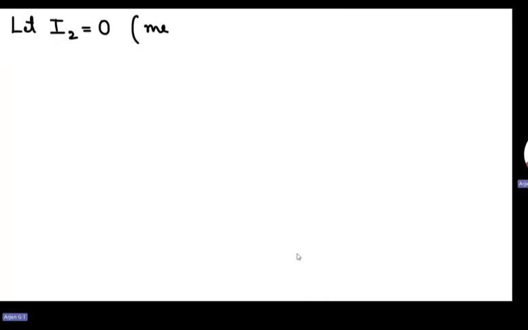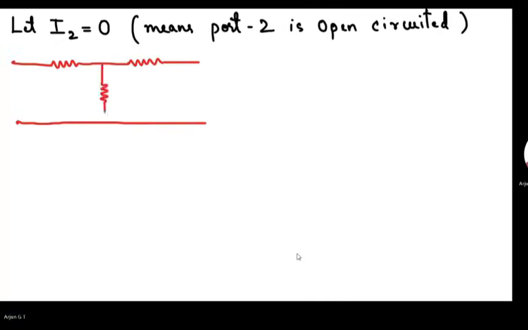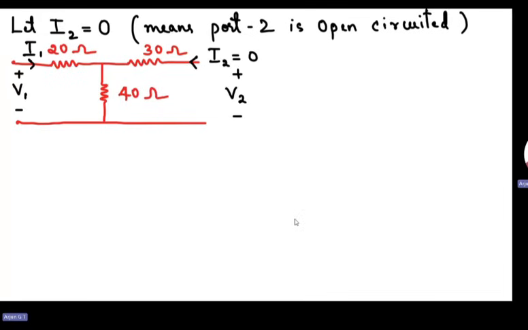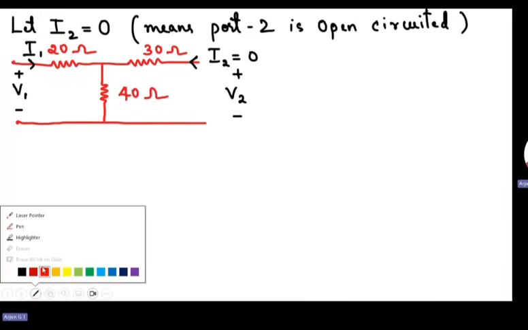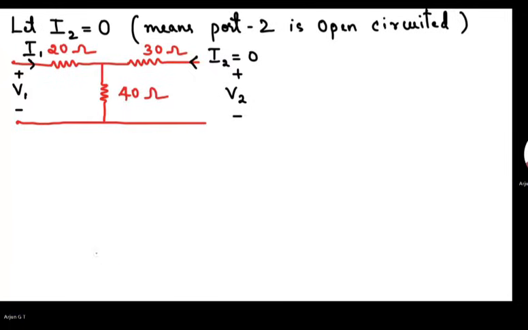First, I will take I2 equal to 0. I will redraw the circuit. To calculate the Z parameters, I will use the loop analysis method. For this, first I will assign the loop currents. I will take this one as IA, so IA is equal to I1. Here I will assign it in the anti-clockwise direction because I2 is in this direction. If we assign IB in the clockwise direction, we have to take I2 equal to minus IB.